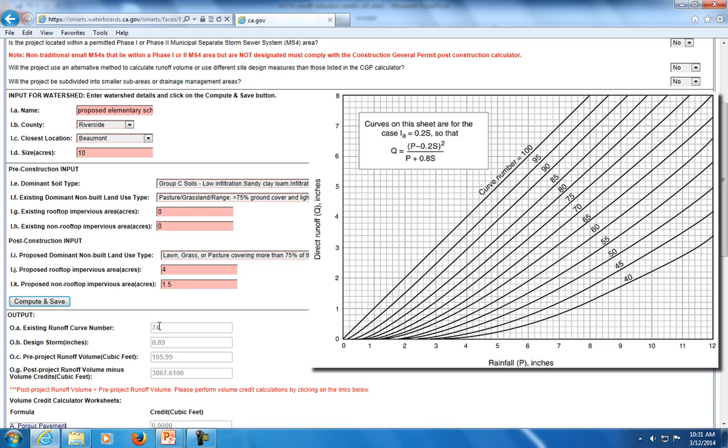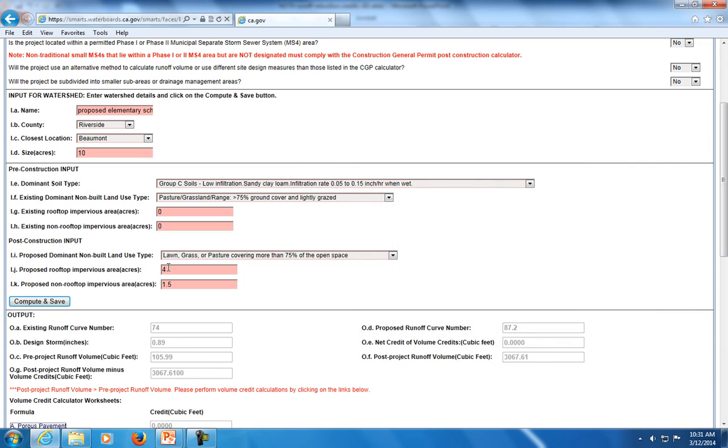And actually, in the background, this calculator, all the impervious surface that we specify is given a curve number of 98. So the calculator is basically calculating the runoff coming off the pervious area and then the runoff coming off the impervious area. So output B here, design storm, that 0.89 inches, that's not something that you specify. That's something that's being pulled from the background based on what rain gauge you select. So that's the Beaumont 85th percentile 24-hour duration storm that we're using to generate the runoff volume predictions.